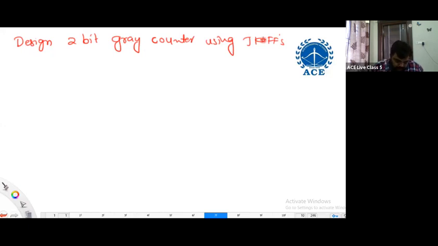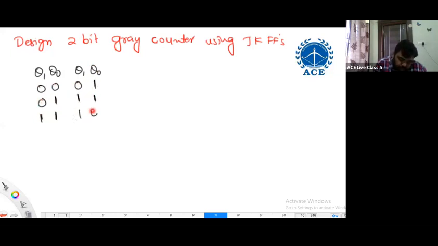So, gray counter, the sequence we know. Let me write the sequence first. Q1, Q naught present state, Q1, Q naught next state. What is it here? 0, 0 to 0, 1; 0, 1 to now 1, 1; 1, 1 to 1, 0; 1, 0 to 0, 0. Present state and next state. Which flip flops, sir? JK flip flop. Flip flop inputs J1 K1 J0 K0, JK flip flops. Then what we have here?